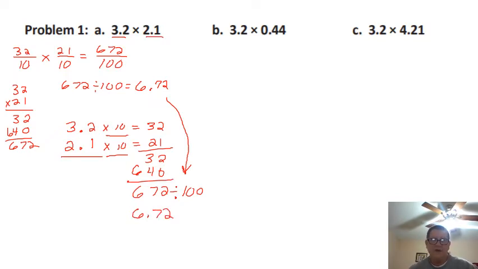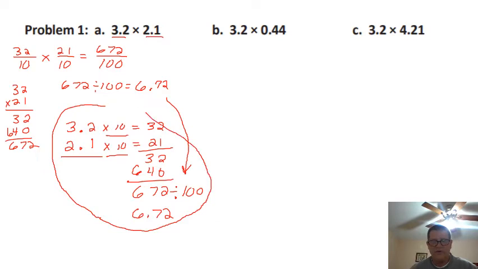Now, the next time I do this one right here, I'm going to shorten it a little bit now that we understand what we're doing. Now let's do the fraction way first. This here would be 32 tenths, and I'm going to multiply that by 44 tenths.